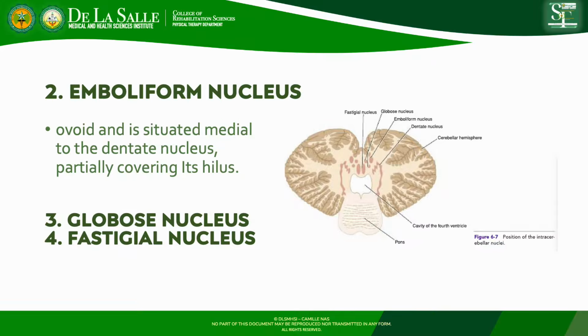And then last two, we have the globose and the fastigial nucleus. Now, the important thing that you have to remember in this is the location of the deep cerebellar nuclei. Starting from medial to lateral, we have the fastigial nucleus, the globose nucleus, emboliform, and the dentate nucleus.